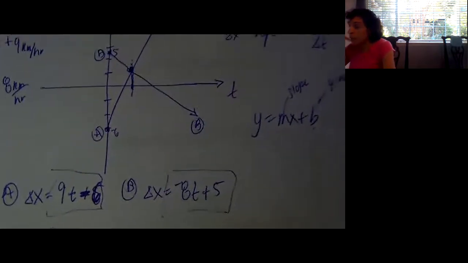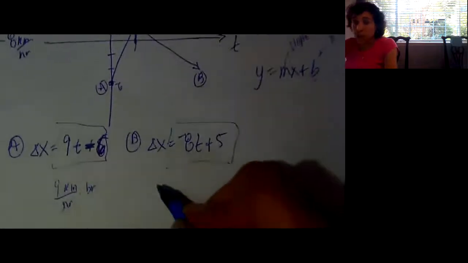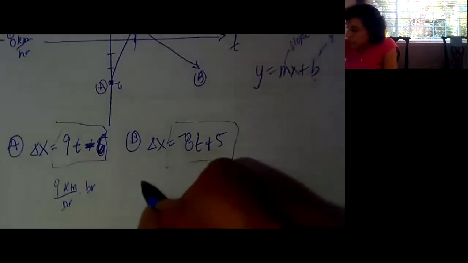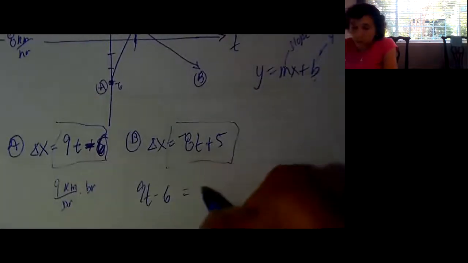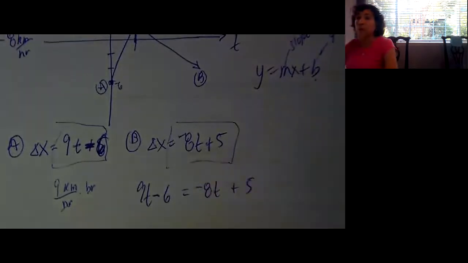Okay, so the x and y values. You guys remember this from algebra? When I want to know where the 2 lines meet, I know that their x and y's are exactly the same. So the delta x's are going to be the same, and the time's going to be the same. So where is that? Well, all we have to do is set these equal to each other. So let's do 9t minus 6 is equal to -8t plus 5. This is so awesome a way to solve this problem. Okay, so there's our equation.